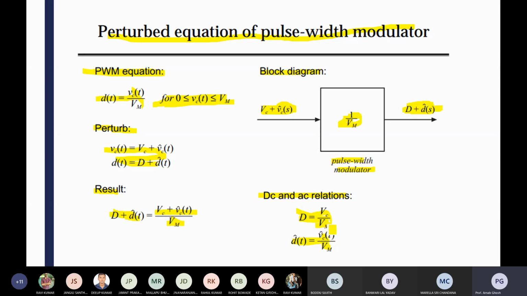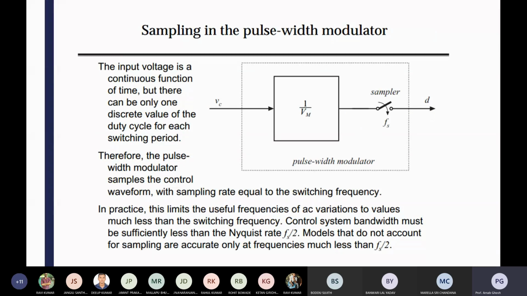In both cases you can see that Vm is constant, the maximum value is a constant value. That's why it is Vc by Vm plus Vc cap by Vm. So directly you can write D plus d cap t equals Vc plus Vc cap t, whole divided by Vm. I think you are able to understand. Very simple thing.